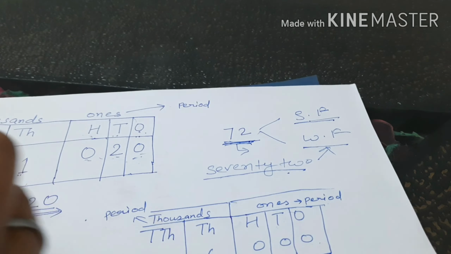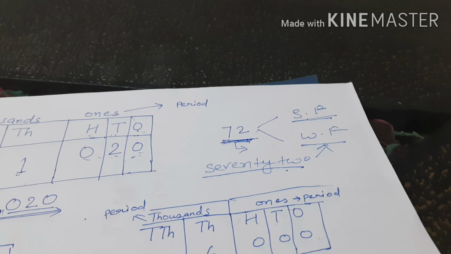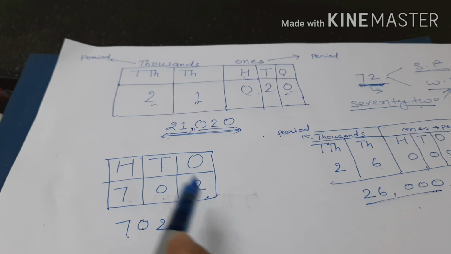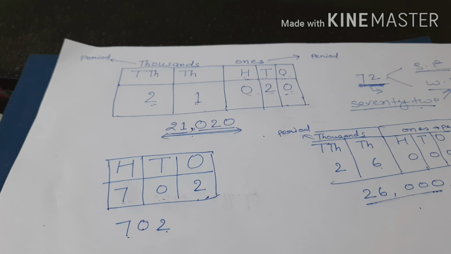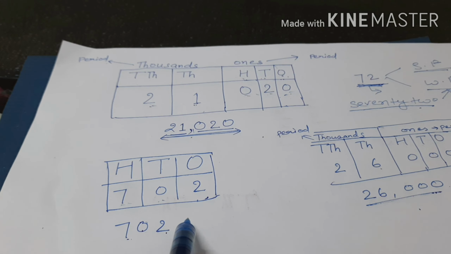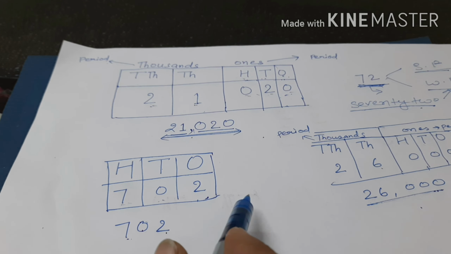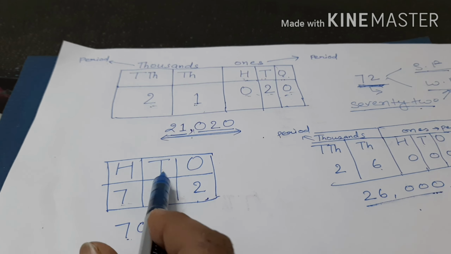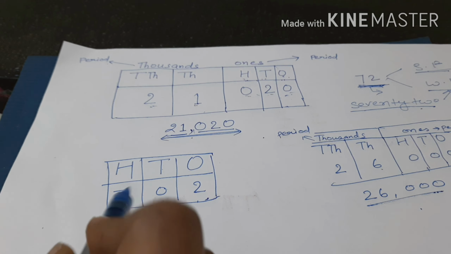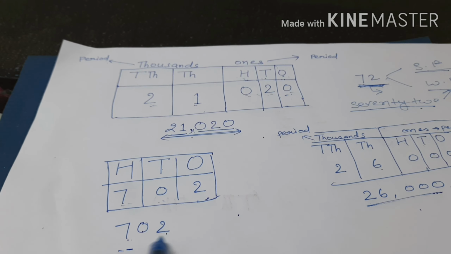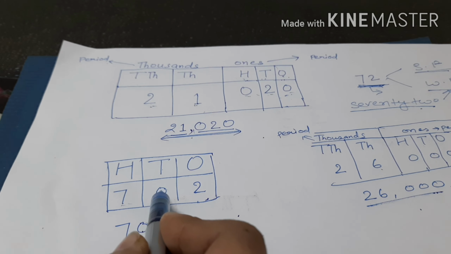So first point, look at this number 702. A place that has 0 in the standard form of a number is not represented in its word form. Now in 702, the tens place has 0, so when we write it in word form we will write only seven hundred two. We will not represent that the tens place has 0.